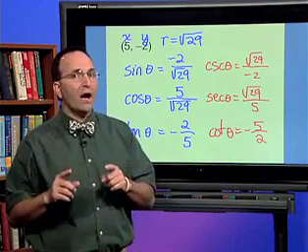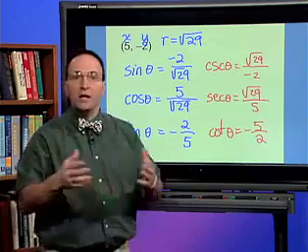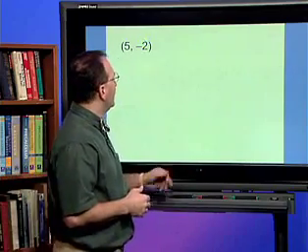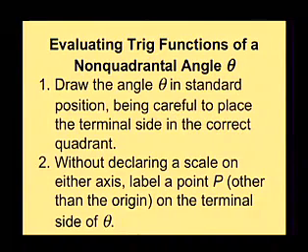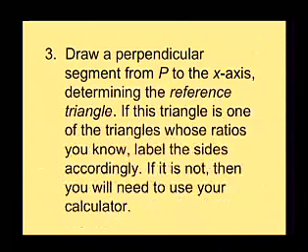Let's look how to handle a problem when we are given the angle but no point. In that case, if you want to evaluate the trig functions of what we call a non-quadrantal angle, one that doesn't fall on an axis, first, draw the angle theta in standard position, being careful to place the terminal side in the correct quadrant. Without declaring a scale on either axis, label a point P, other than, of course, the origin, on that terminal side of theta. Then, draw a perpendicular segment from the point P to the x-axis, determining the reference triangle.